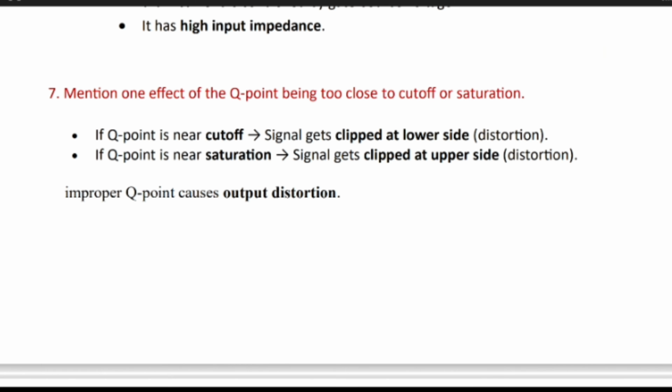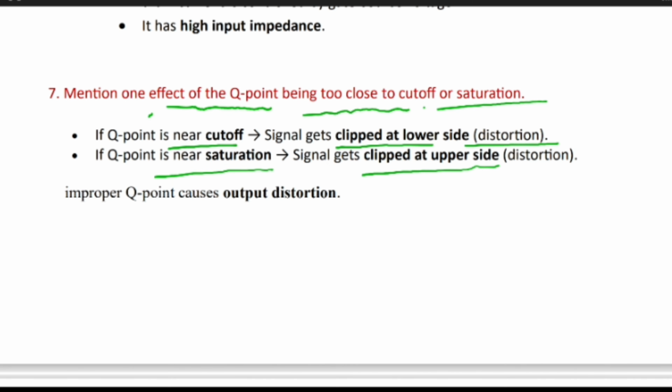And next, mention one effect of the Q point being too close to cutoff or saturation. If the Q point is near cutoff, the signal gets clipped at the lower side, causing distortion. If the Q point is near saturation, the signal gets clipped at the upper side, causing distortion. So an improper Q point causes output distortion.